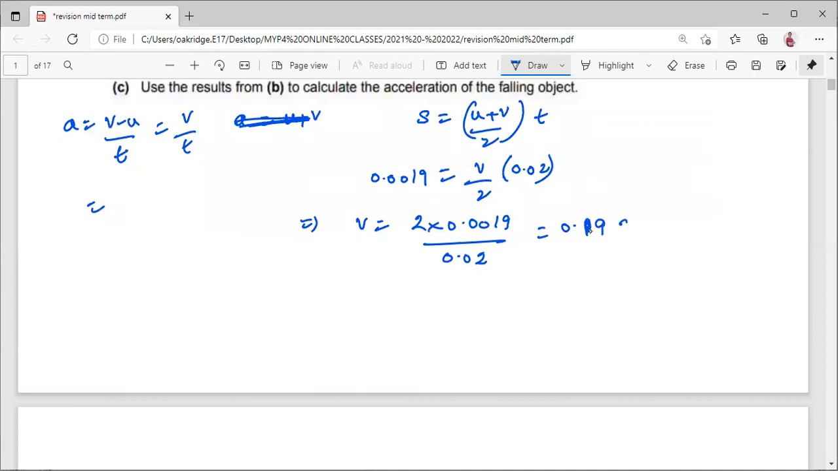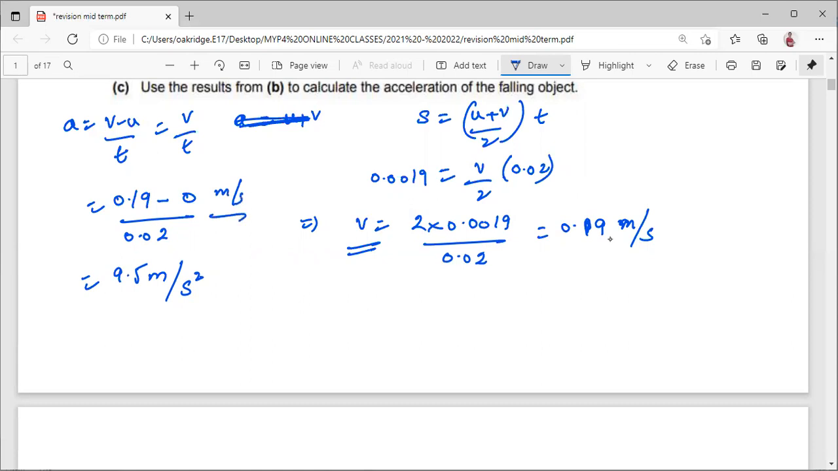0.19. What is the unit over here? See, this is velocity. Meter per second. 0.19 meter per second. What is it that we have got now? Only velocity. We didn't get the value of the acceleration here. We need to substitute it over here. So this should be 0.19 minus 0 divided by what is the time taken? Time taken is nothing but 0.02. Now let us calculate that value. 0.19 divided by 0.02 will now be equal to 9.5 meter per second square, because it is meter per second here and then divide by second. So therefore meter per second square. So this is the answer for the acceleration.